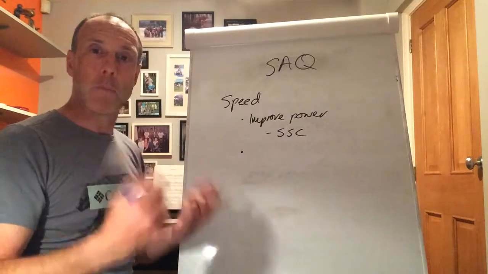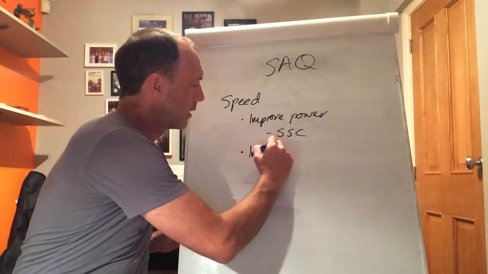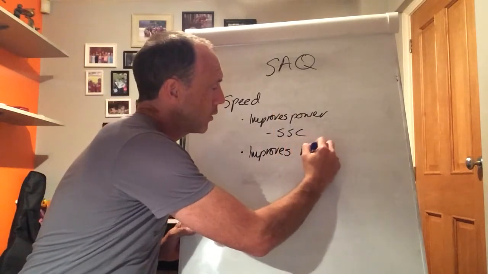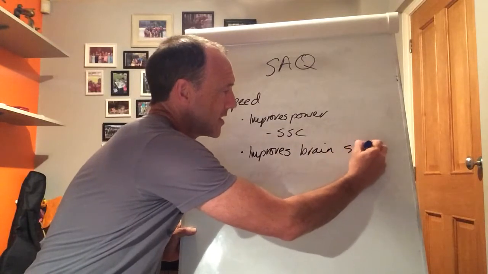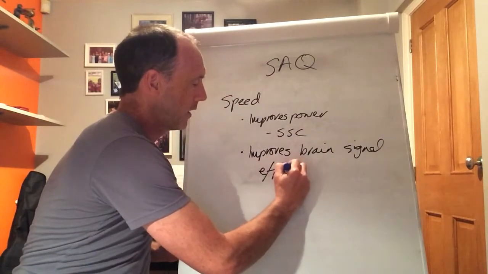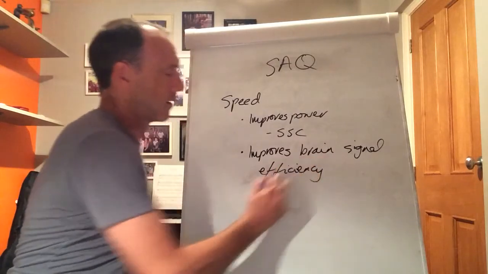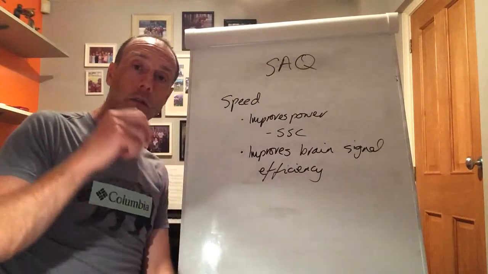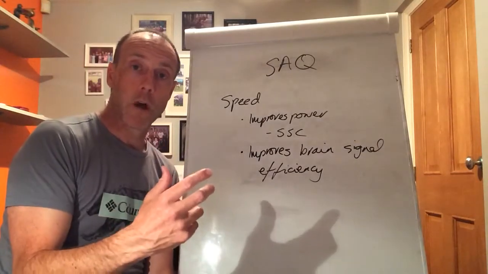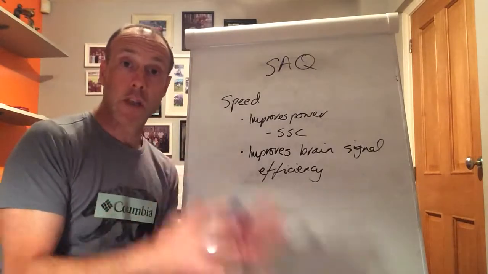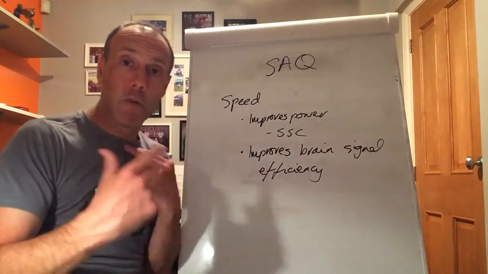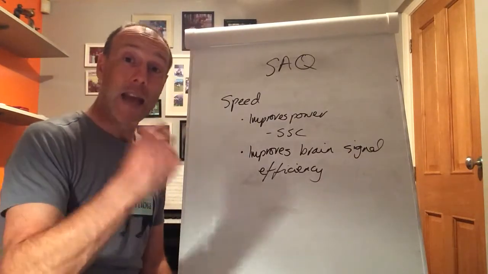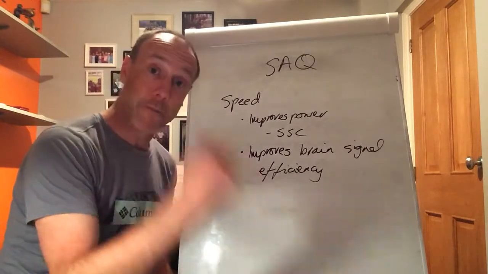The second thing is a bit more neurological, and that is it improves something called brain signal efficiency. Now, we know that one of the key characteristics of the type 2X muscle fibre and motor unit is the high transmission of action potentials. What SAQ attempts to do is to improve the efficiency of that even further by being able to deliver those action potentials at a faster rate.